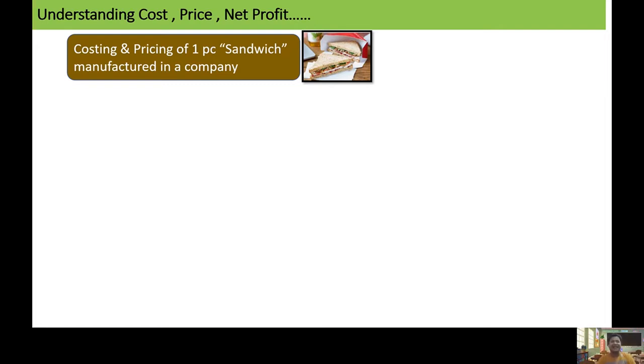Let us understand and build the costing and pricing of one piece of sandwich manufactured in a company. So why one piece of sandwich? Because it is easy for me to manufacture, and I believe it is easy for many of you to manufacture. So let us go through the costing process.